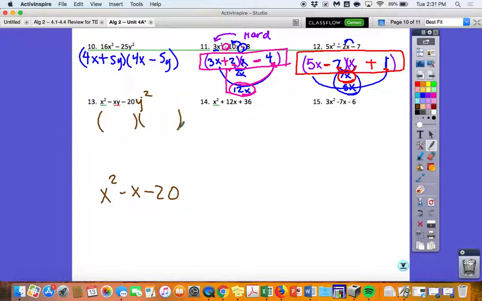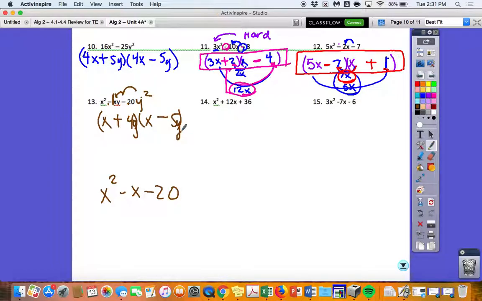So what two numbers multiply to 20 and subtract to give me 1? So I got x and x, and that would be 4 and 5. And it says the signs are different, the big one's negative. Oops, I forgot my y's. So squeeze them in. If you forget yours, just come in there and squeeze them in, you're all good.